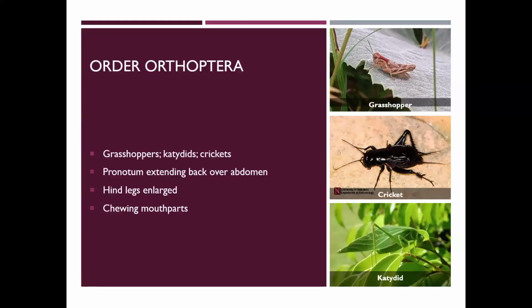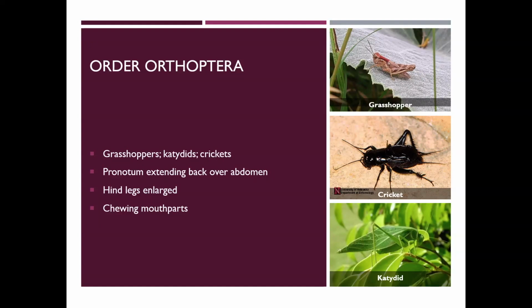Orthoptera are going to be our grasshoppers, katydids, and crickets. These are going to have immatures that look very similar to the adults, but they don't have those fully developed wings yet. And they are going to have hind legs that are enlarged and specialized for jumping.